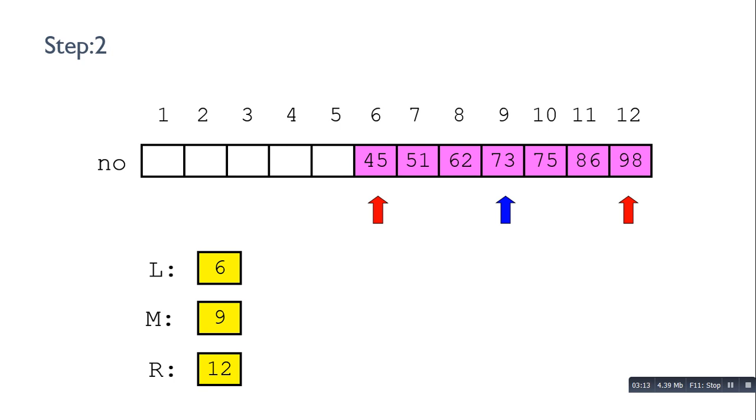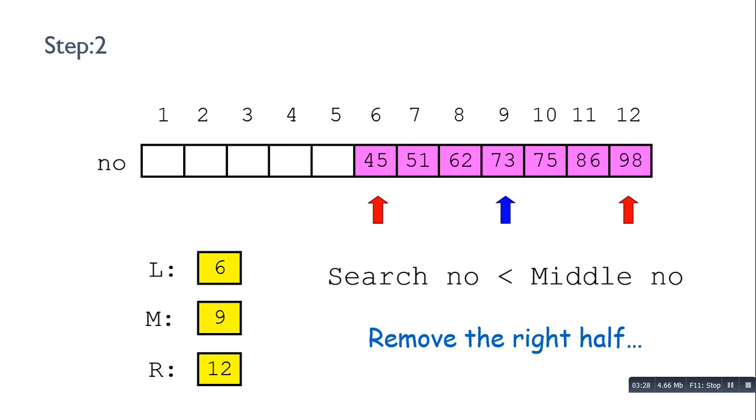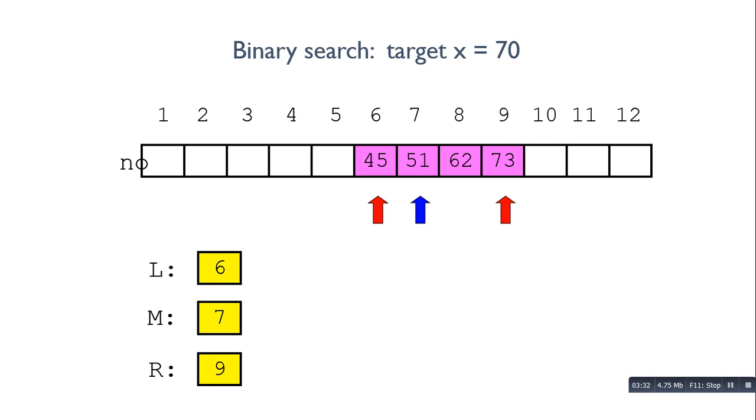Now again we compare whether the middle number is greater than the search number or not. Our middle number is 73, which is greater than the search number 70. So the right position is of no use, and we can ignore it. Now you have only 4 elements, so we can reassign the left, right and middle.